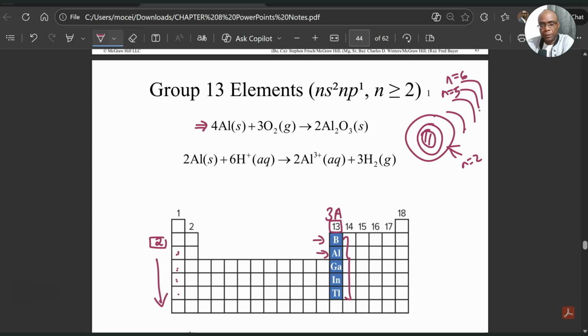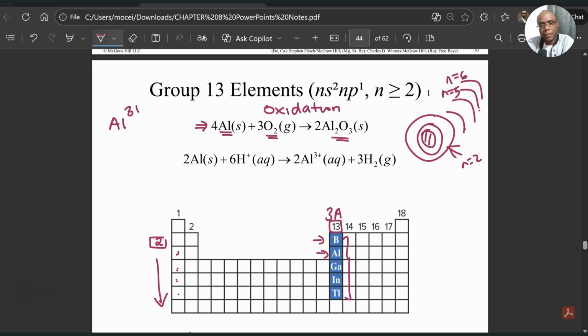So aluminum is going to be a representative element in a reaction with oxygen. We call this reaction oxidation. Why? We are adding an oxygen. When Al reacts with molecular elemental oxygen, it gives you aluminum oxide. That's the formula of aluminum oxide.